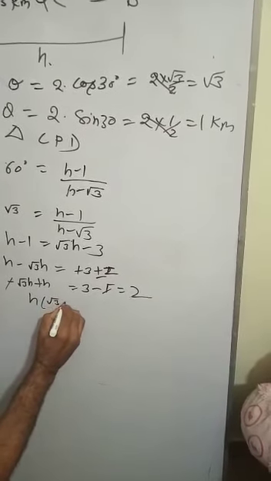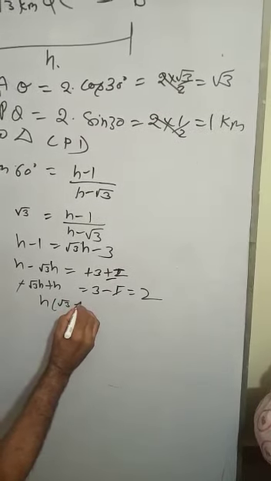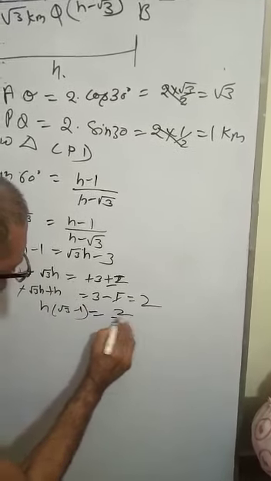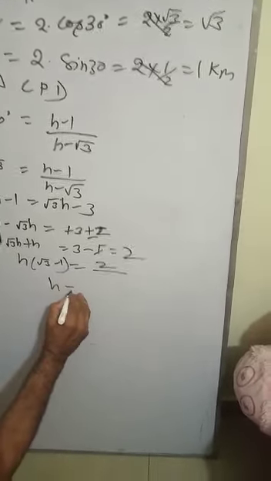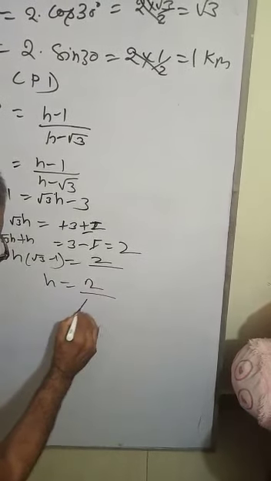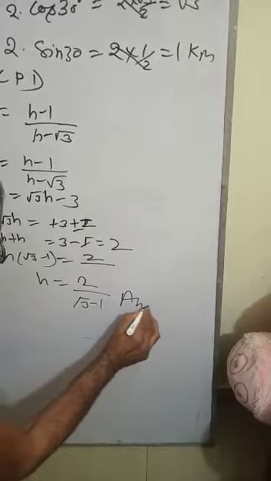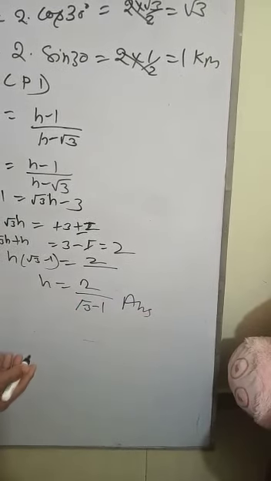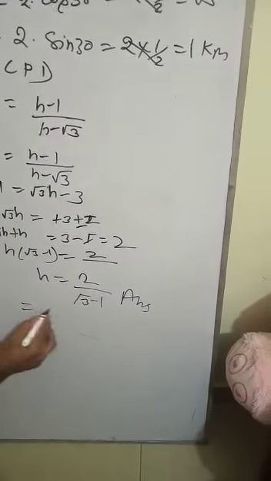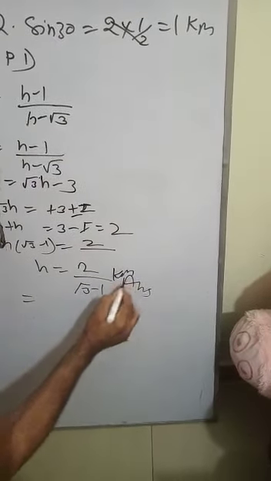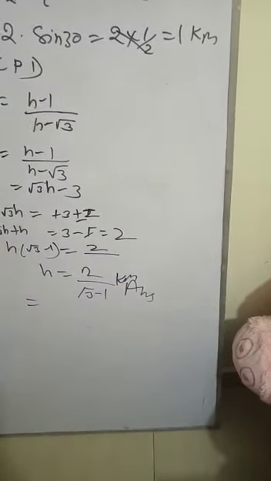root 3 plus 1, which is equal to 2 root 3. So h is equal to 2 root 3 minus 1. This is the answer, and you can solve this by calculator. This is in kilometers, and we can convert it into meters.